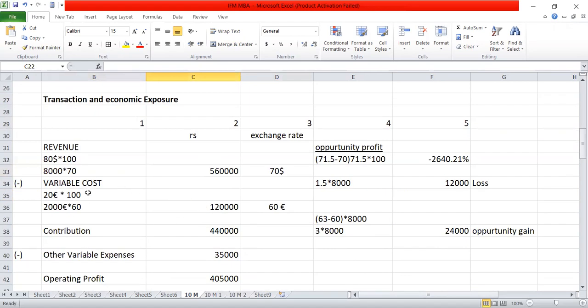So we are converting this $8,000 into rupees at 70. That gives 5,60,000 rupees as the revenue. Minus variable cost. The variable cost is 20 euros per product, so 20 euros into 100 products is 2,000 euros. Now we should see the euro cost.